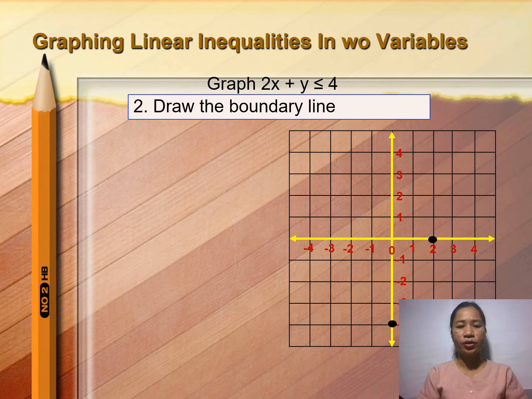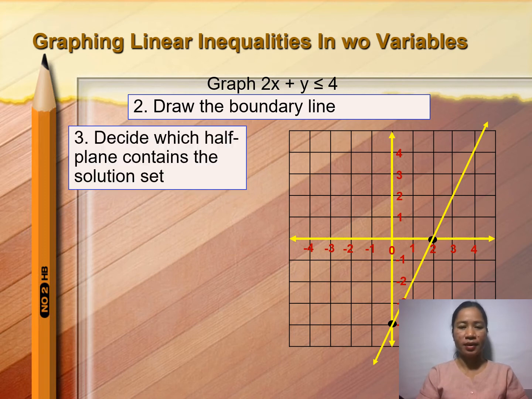Next step, draw the boundary line. Since our symbol is less than or equal to, we are going to use a solid line. And then, decide which half plane contains the solution set. Pick 0, 0 as a test point. Replace the value of x and y by 0.